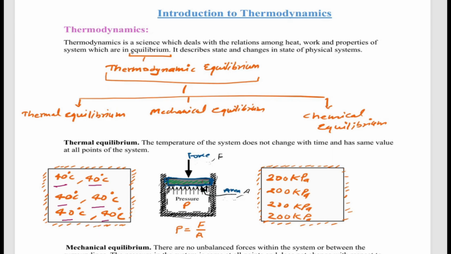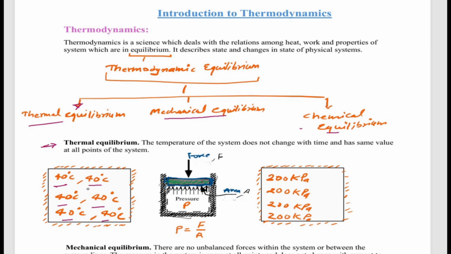So here, equilibrium means thermodynamic equilibrium. Thermodynamic equilibrium means the system should have thermal equilibrium, mechanical equilibrium and chemical equilibrium. So what is thermal equilibrium? Thermal equilibrium means the temperature of the system does not change with time, right?